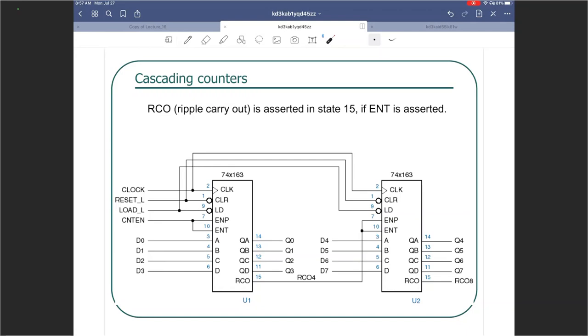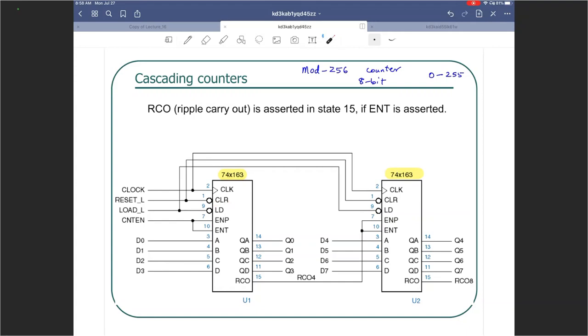So you can see here, this is a mod 256 counter, right? Because it's an 8-bit counter, so it's 0 to 255. And we are using two 74X163 chips here. Both of them are connected to the same clock, right? Both of them are being triggered by the same clock input.